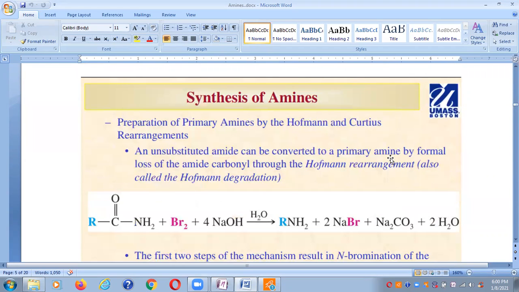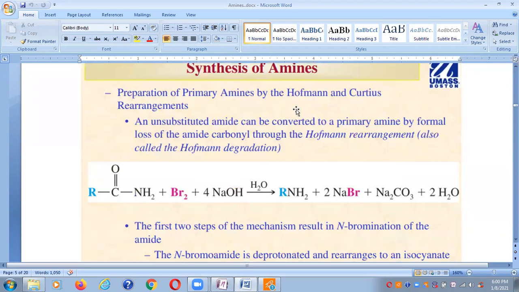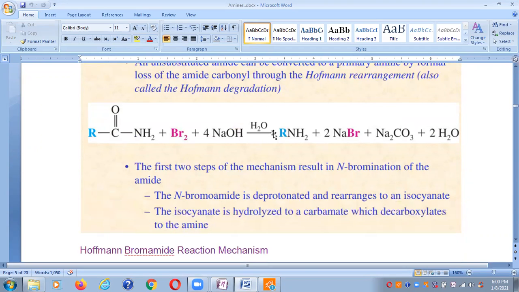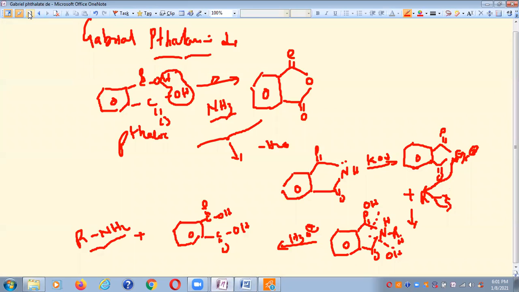And the next one is very important: the Hoffman bromamide reaction, which we can expect in our examination. So it is very important. Okay, I will show you.